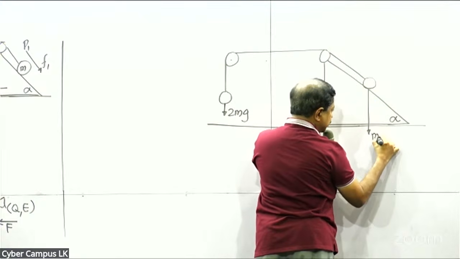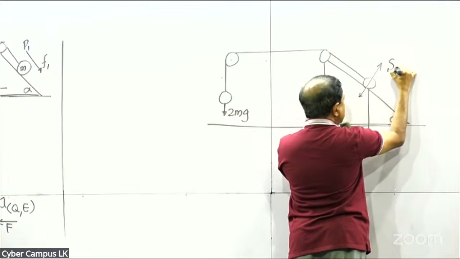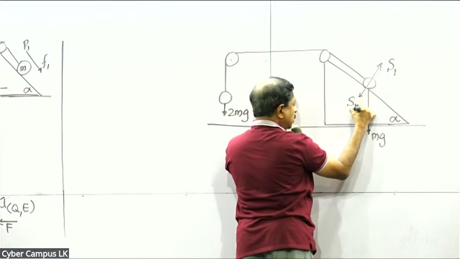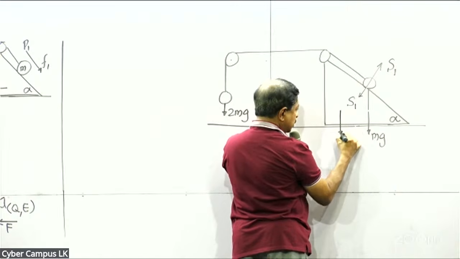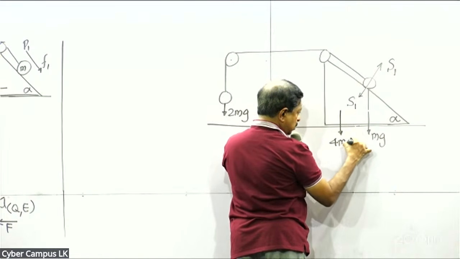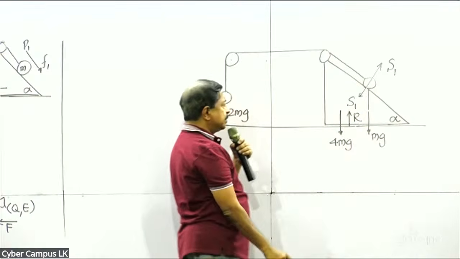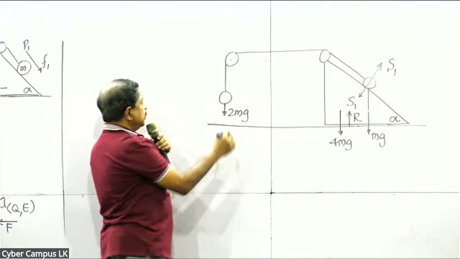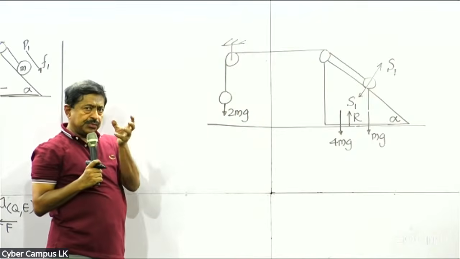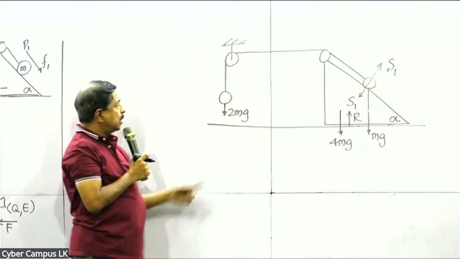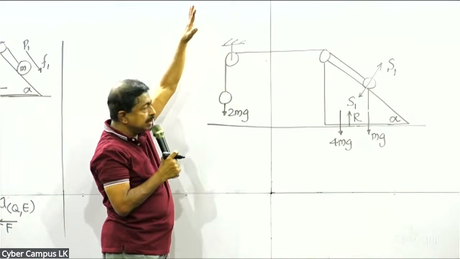Here the weight of this is mg. There's a reaction. Weight of the wedge is 4mg. And there's a reaction R between the table and the wedge. The pulley is fixed to a certain point on the ceiling. You cannot take it as a system. The system is this, because it's attached to something else, right?